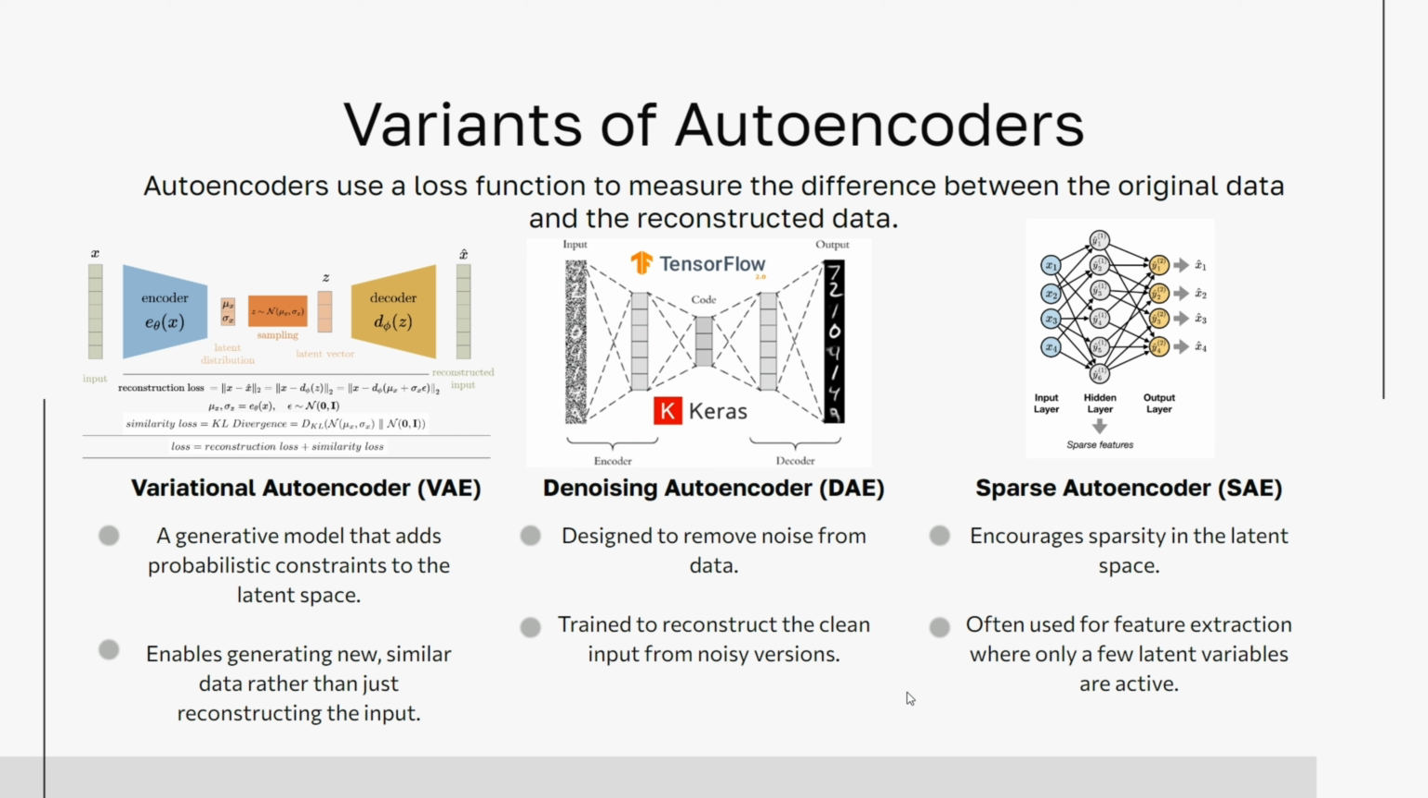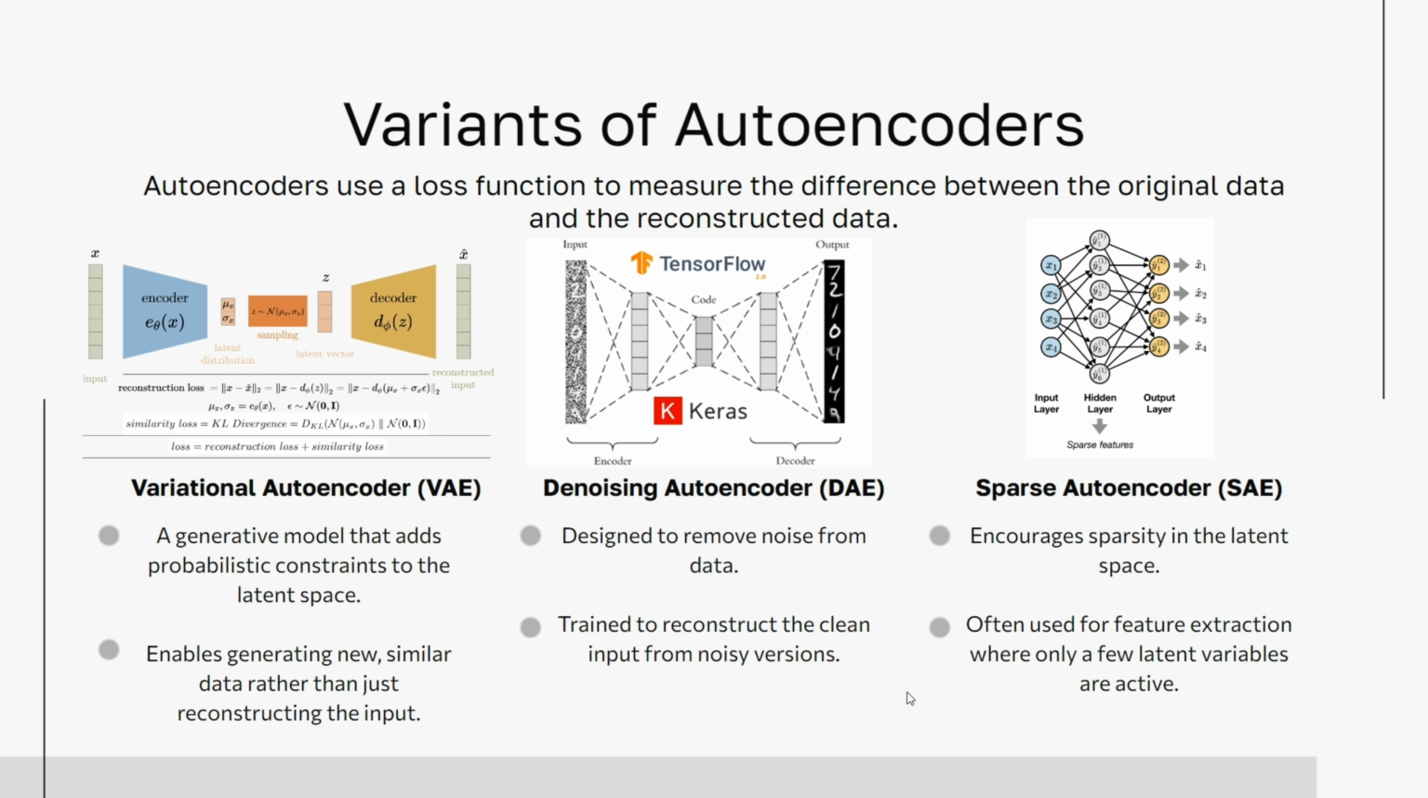Next, we go for the denoising autoencoders. These types of autoencoders are generally designed to remove noise from the input data and try to recreate the noiseless input data as the output. Next, we have the sparse autoencoder. The main purpose of this autoencoder is to create sparsity in the latent space, and these autoencoders are generally used for feature extraction techniques where we have only a few latent variables.